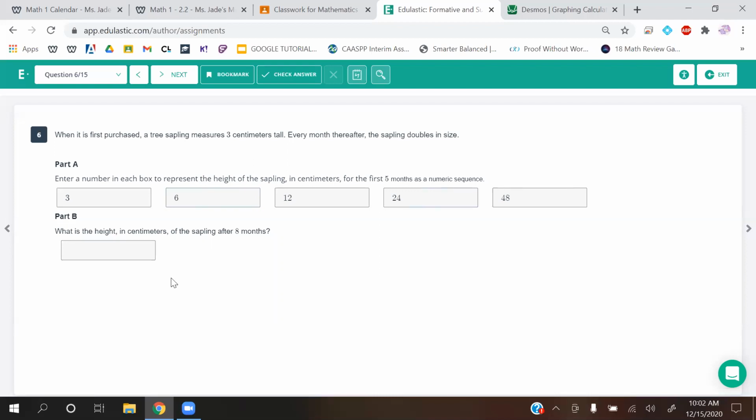So I know it doesn't ask for it here, but I'm going to write our explicit formula for this, okay? So let me annotate. This is a geometric sequence because we multiply every single time. When it says doubling in size, halving or tripling, something like that, that means you are multiplying by something every single time. When you multiply by something every single time, this is geometric. So geometric explicit formula. I'm sorry for the ugly handwriting. The explicit formula looks like this. G sub n is equal to G sub 1 multiplied by r to the power of n minus 1.